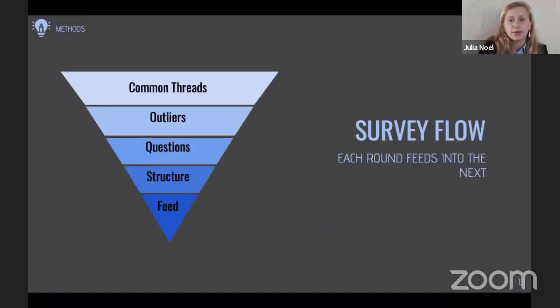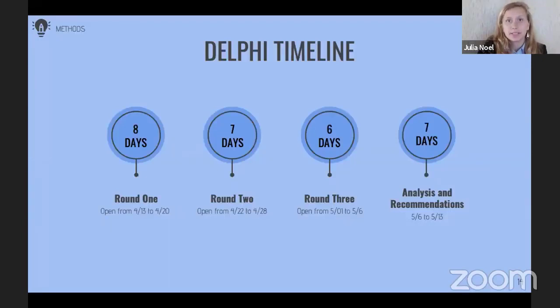This is an overview of our survey flow. After each round, we identified the common threads in the responses. Then we identified outliers. From there, we were able to use both the common threads and the outliers to develop the questions which we wanted to ask in the next round. We then structured our questions and fed back the information from the previous round to our experts through the next round of surveying. This is an overview of our Delphi timeline. Each round was open for about a week, which left us time at the end to complete the analysis of the data and develop our recommendations.